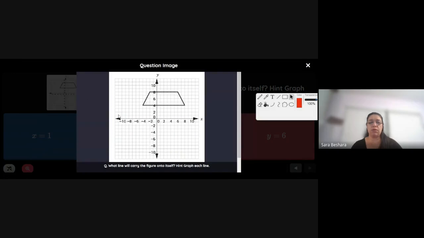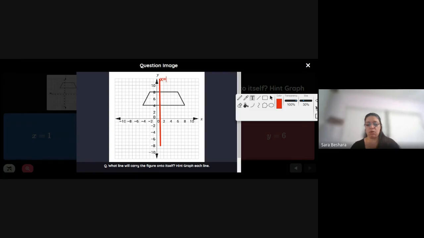Let's see. This is the trapezoid. The first one is X equal to 1, so let's draw that. So X equal to 1, on the X axis, where 1 is, we just make a straight line that goes through that point. So it will be here. Okay, and this is X equal to 1. Then you probably can tell that this does not map it onto itself, because you can see that this right here isn't the same as this part right there. This part on the left is quite smaller.